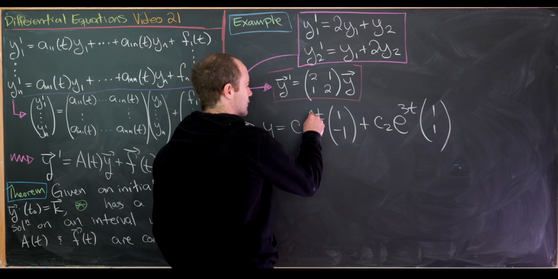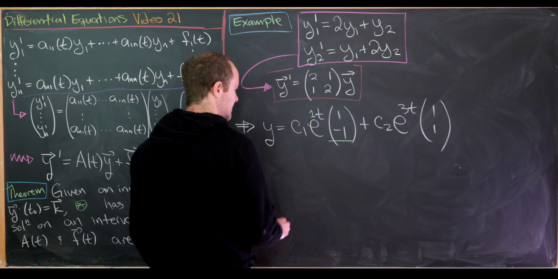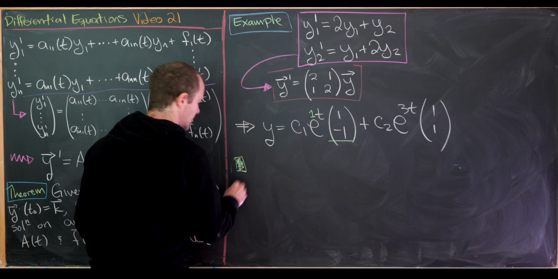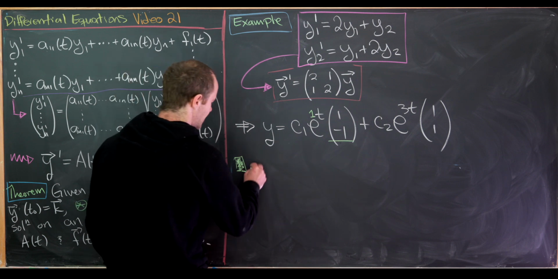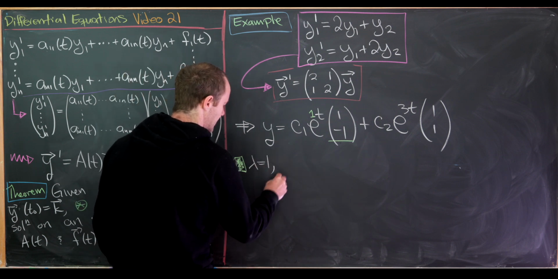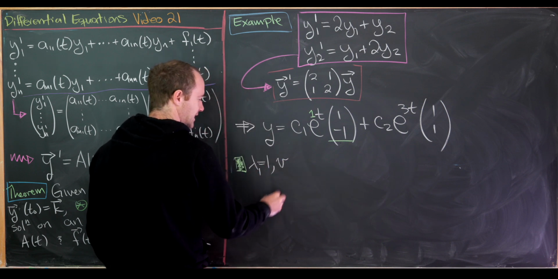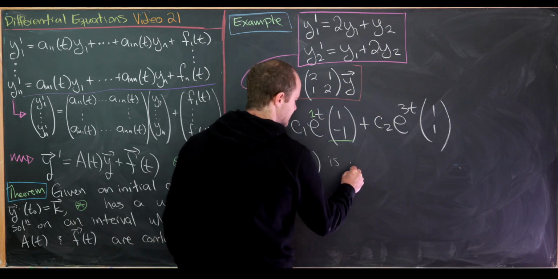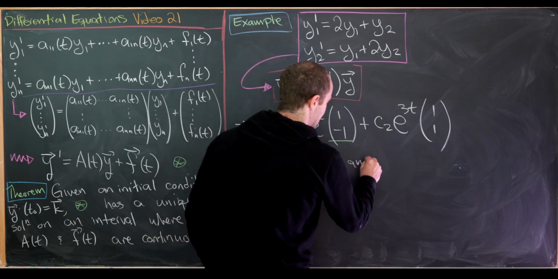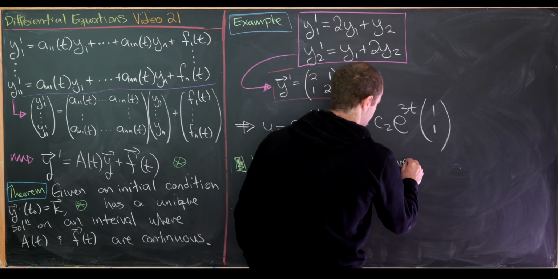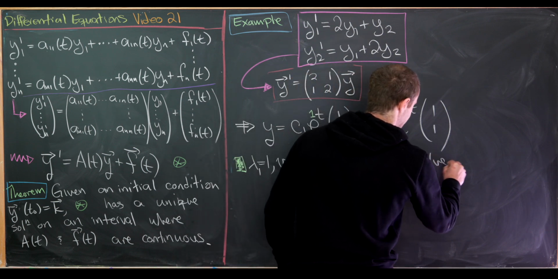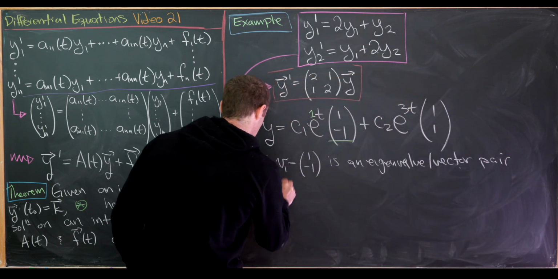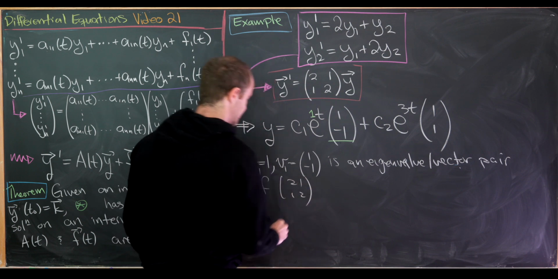Okay, so let's maybe point that out. Let's take this number 1 here and then this vector here, and maybe we'll color code this with a green square. We'll call it lambda 1 equals 1 and v1 equals the vector 1, negative 1, is an eigenvalue slash vector pair of our matrix 2, 1, 1, 2.